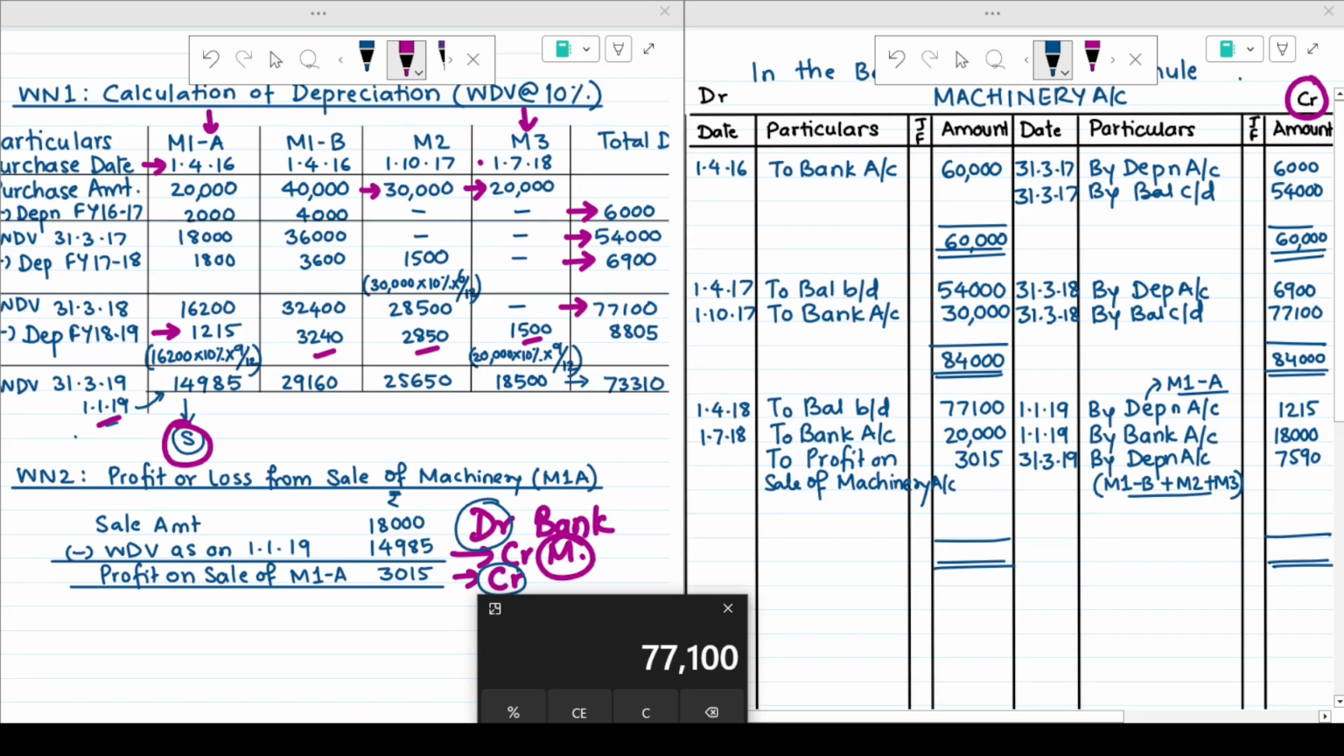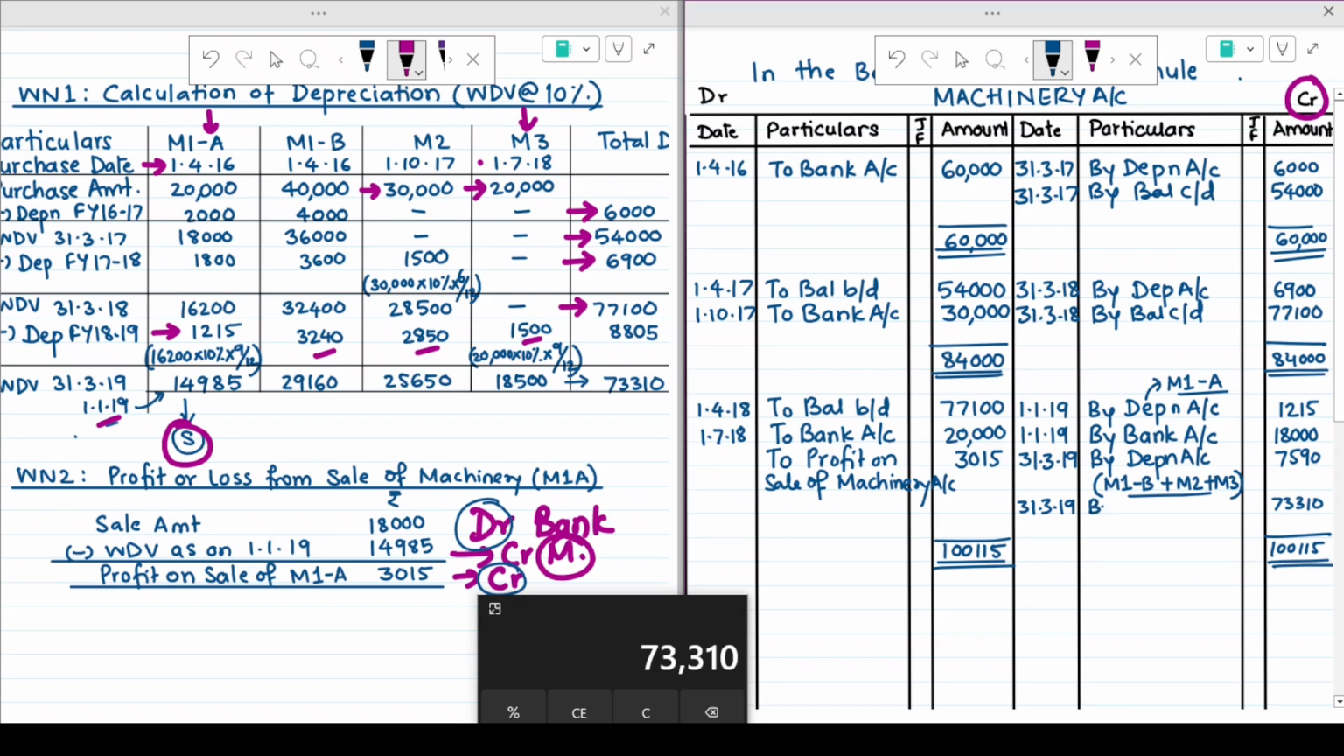77,100 plus 20,000 plus 3,015, that is 1,115,000 (sic). And from that minus 1,215 minus 18,000 minus 7,590. That will give us 73,310. So the balancing figure is as on 31st March.